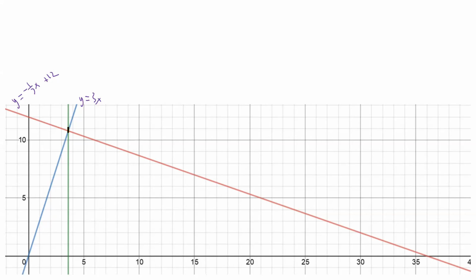Our triangle is going to be that all the way over there, and then all the way back up here. So that's our triangle. So what do we need to know from that? Well, I've just drawn this vertical line at this point here.